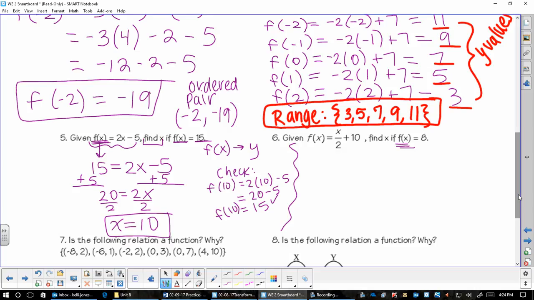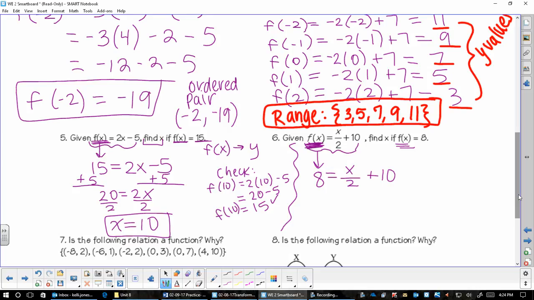They're interchangeable. They can replace each other. So I go back to this original equation and I see an f of x. Well, hey, I know f of x is 8. So I can replace f of x with an 8 equals x over 2 plus 10. Okay, so then we have to do inverse operations.